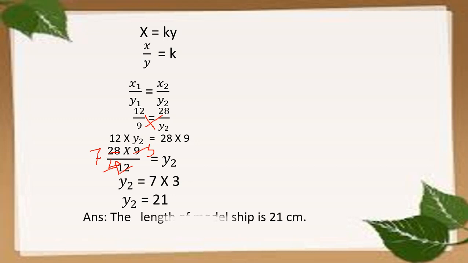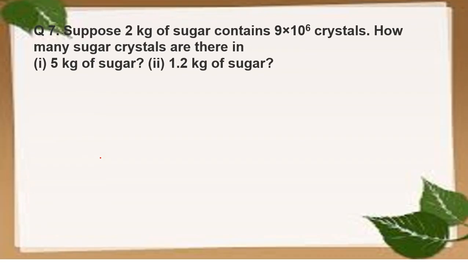So we can say the length of the model ship is 21 centimeter. So in this way we can find out the length of model ship by using the direct proportion. Similarly, let us solve one more problem.